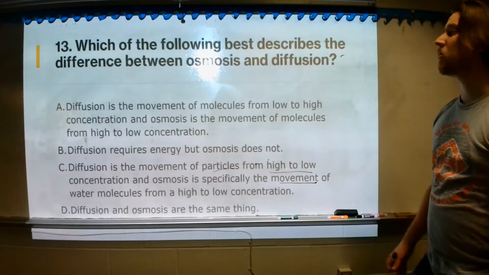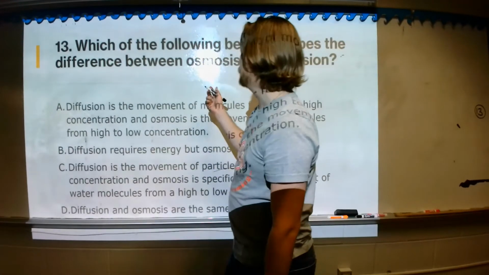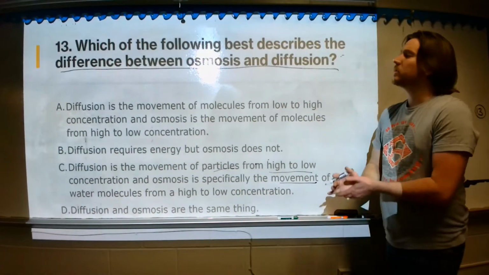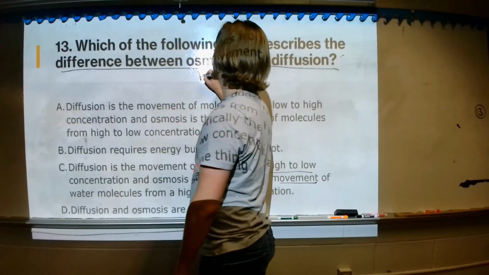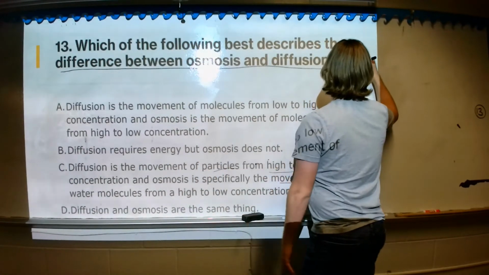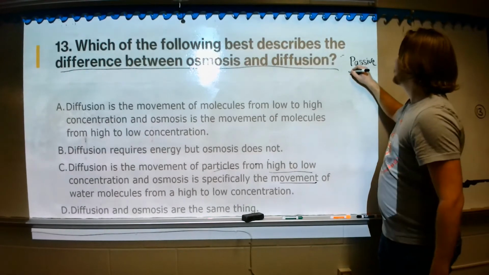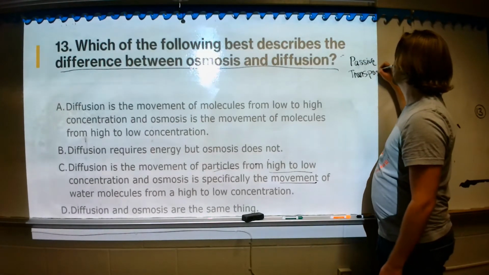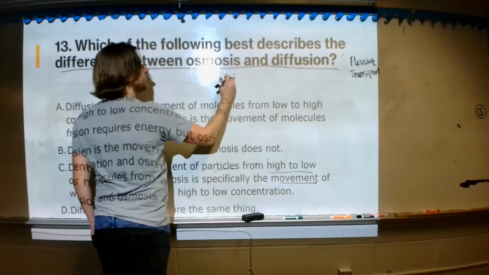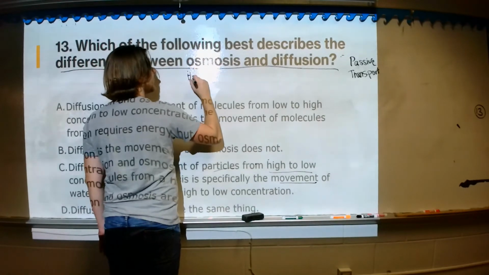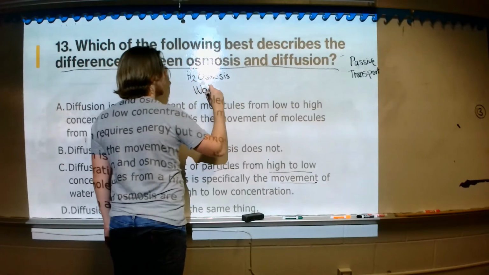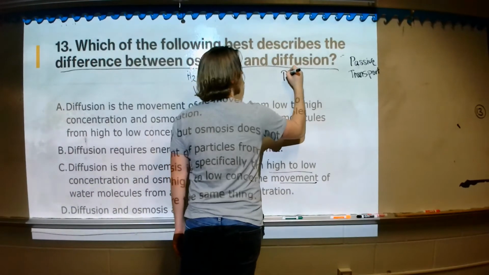Which of the following best describes the difference between osmosis and diffusion? So I'm just looking for the difference between osmosis and diffusion. I know that they are both very similar because they're both passive transport. Let me write that off to the side. Anything that applies to passive transport is not going to be a difference, but I need to make sure I'm not choosing something that does not describe passive transport. I know the difference is that osmosis is H2O, meaning it's the movement of water, while diffusion is the movement of particles.